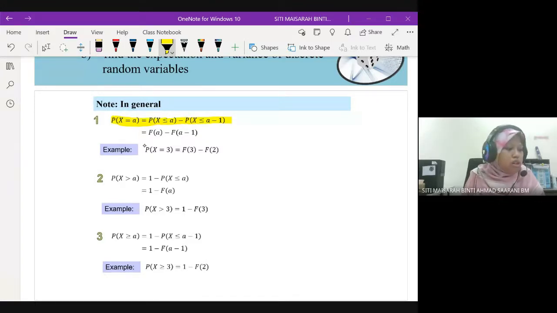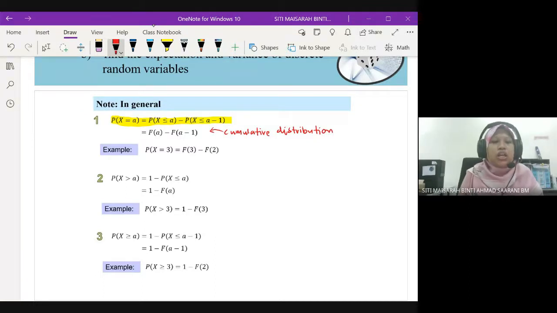Okay. So kalau nak guna kumulatif, kumulatif distribution. Okay. So dia akan jadi FA tolak FA tolak 1. Okay. So dia tengok depends kepada soalan lah. Kalau ada PDF kita pakai yang atas je. Kalau ada kumulatif kita pakai yang bawah, FA tolak 1. Dia depends kepada soalan. Okay. Alright.